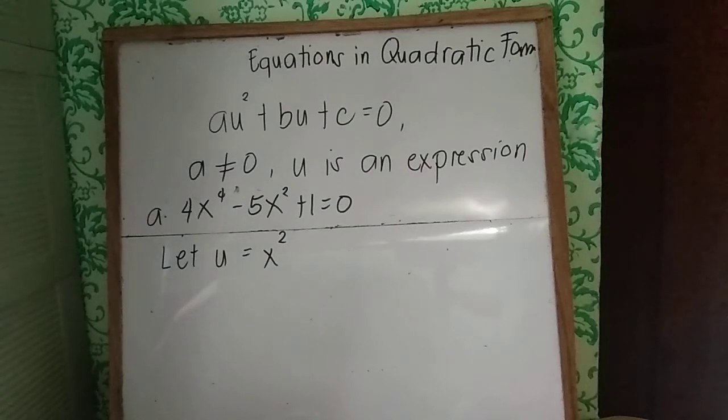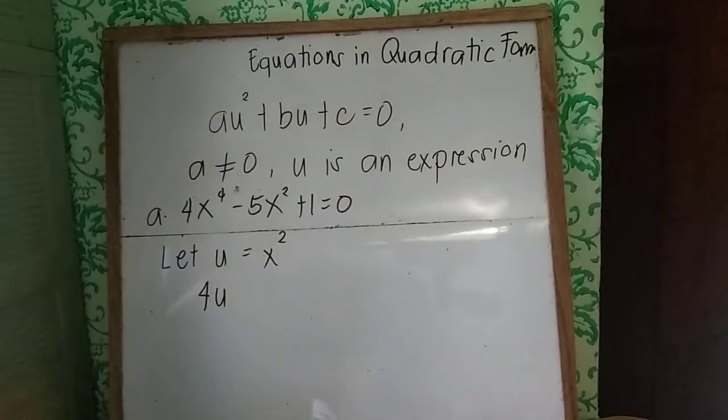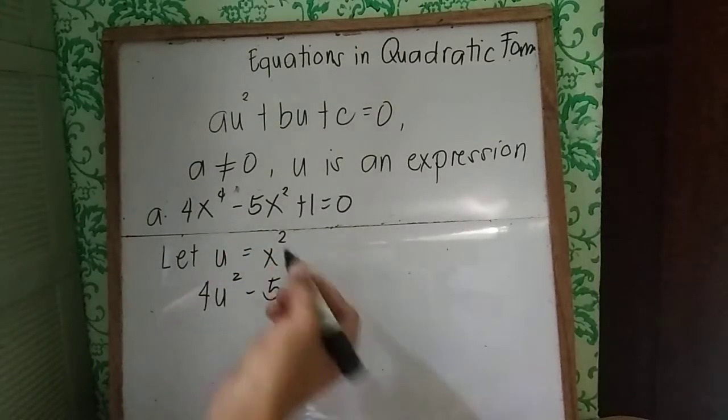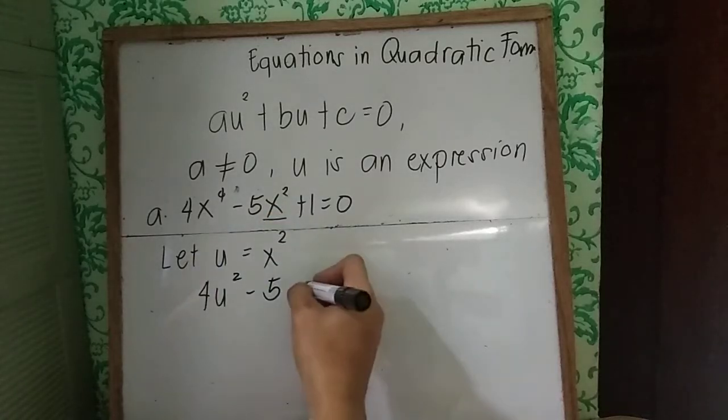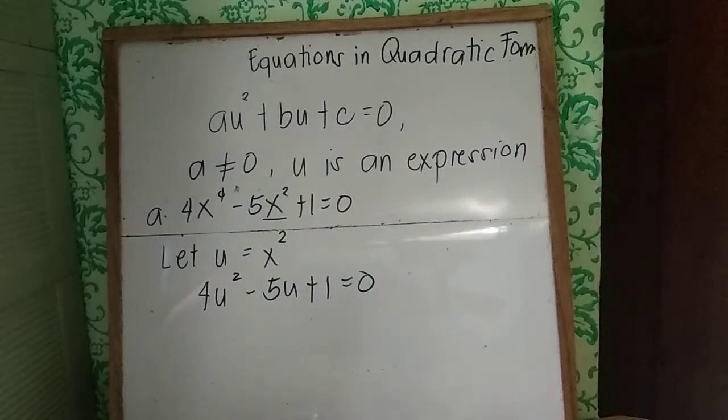Okay, next, so we will substitute u into the equation. So it will become 4u. Remember the exponent of u is squared, so u is equal to x squared. Therefore 4x raised to the power of 4 remains squared. So 4u squared minus 5, substitute x squared by u, plus 1 is equal to 0. Okay, next we will factor the trinomial, so factor 4u squared minus 5u plus 1.